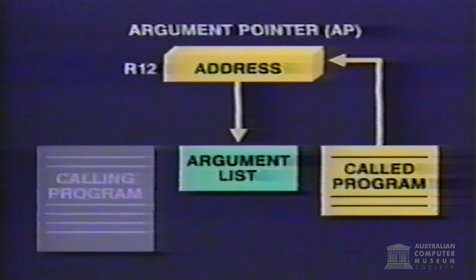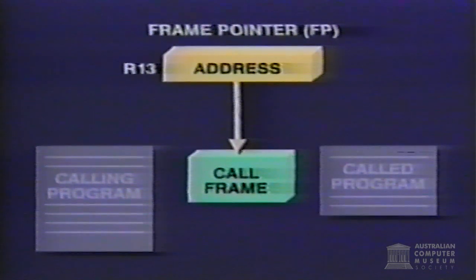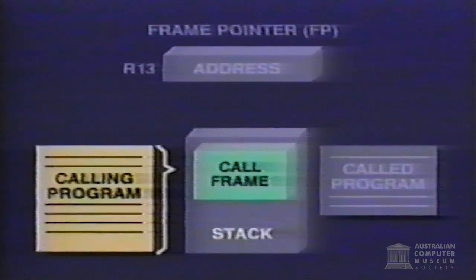When the called program begins executing, it uses the argument pointer to access items of data supplied in the argument list. Thus, the CPU uses Register 12 to pass argument lists from one program to another. Register 13 functions as the frame pointer, or FP. It contains an address which points to a data structure referred to as a call frame. A call frame is created and saved on the stack before the calling program relinquishes control to another program.